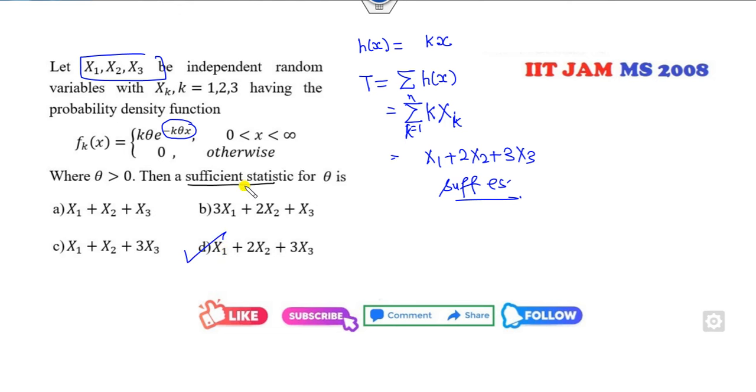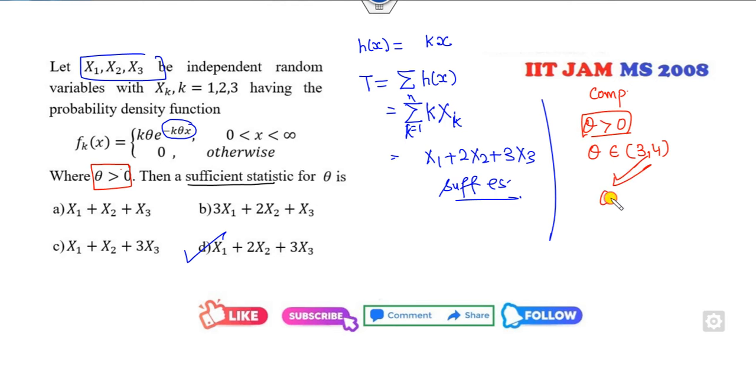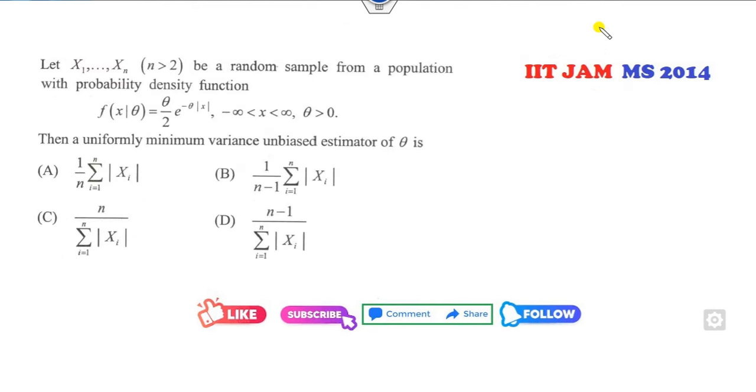Now this question is only for the sufficient, but is it complete? You can see theta is greater than 0. Fine. So definitely we can obtain an open interval like (3, 4), which is part of this. So yes, this is complete as well. But in this case, they are not talking about the complete. So this sufficient statistic is always written in the form of h(x). h(x) is, remember, the coefficient of theta.